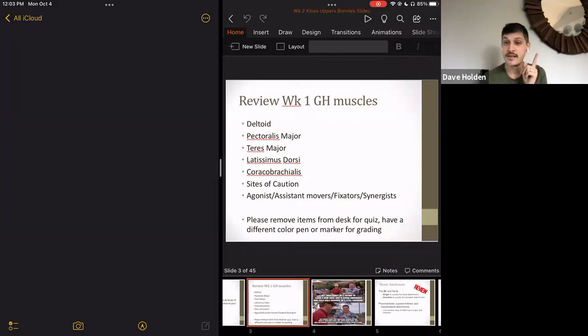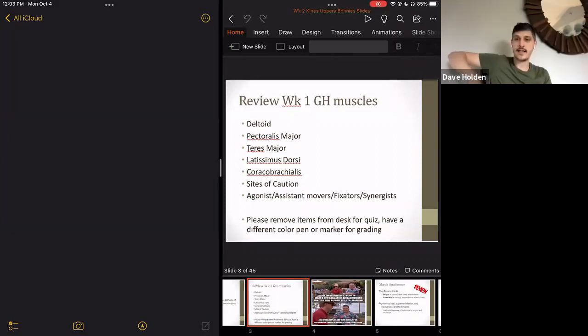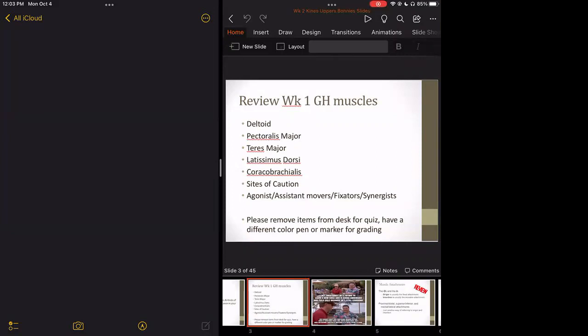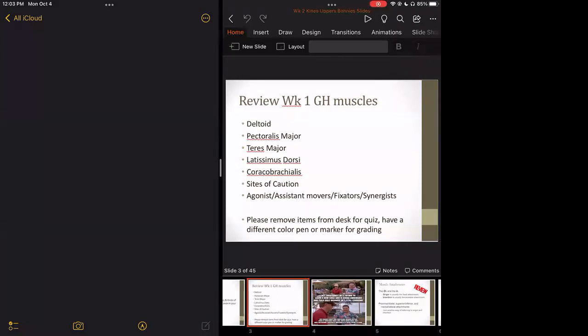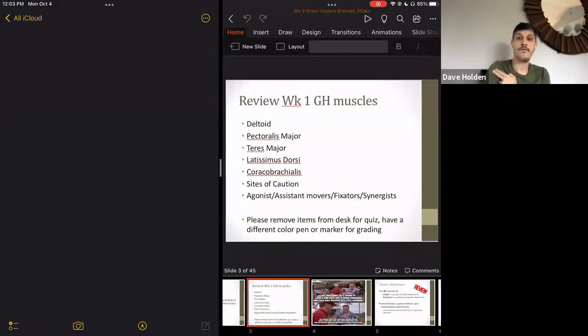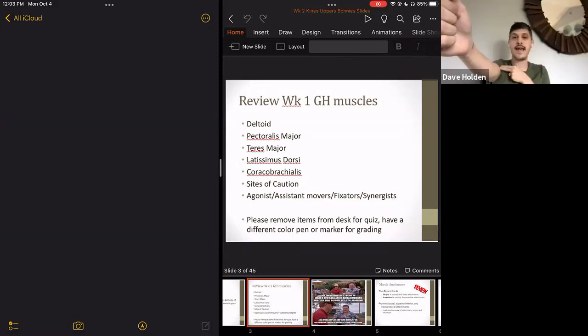It has 7 actions. So what were the actions of the deltoid? All fibers abduct. Very good. Anterior fibers medially rotate. Good. And they do other things too. They extend or flex. Flex. And also horizontally adduct. Very good. Okay.